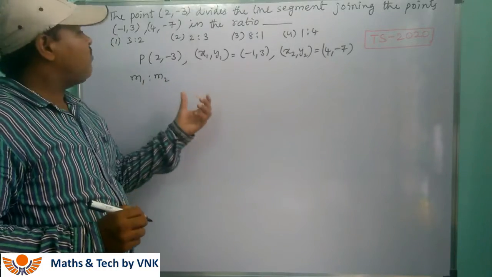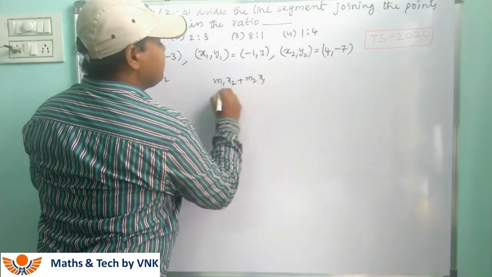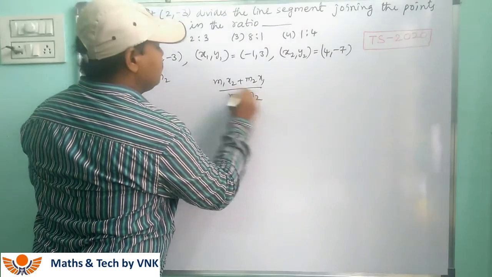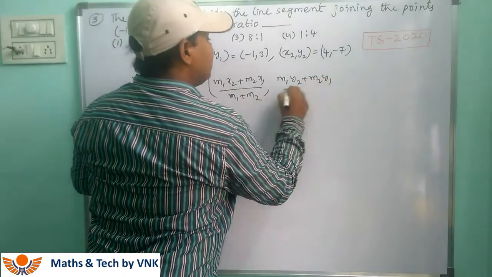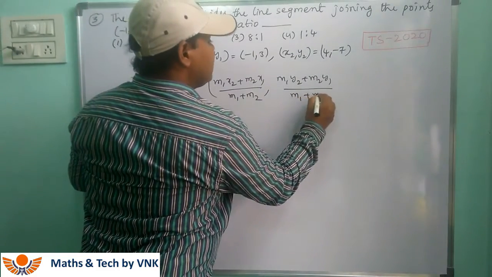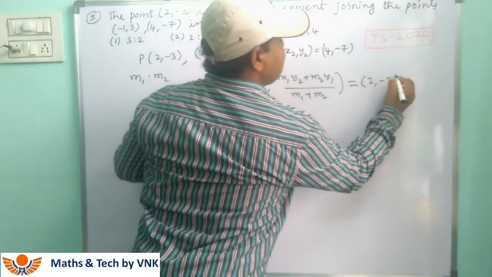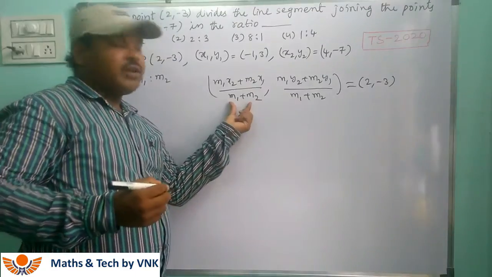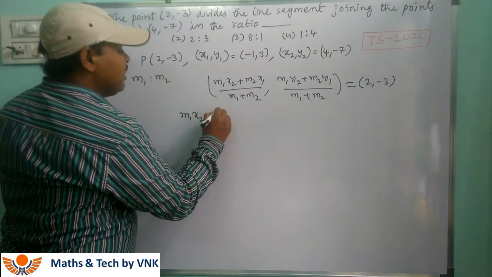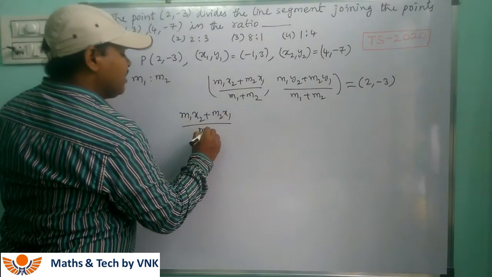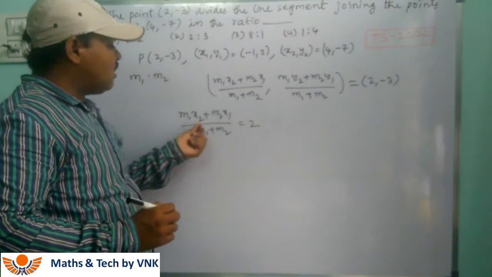Then by using section formula (m1 x2 plus m2 x1) by (m1 plus m2) comma (m1 y2 plus m2 y1) divided by (m1 plus m2) is equal to the point P, that is (2, -3). Now equating the x coordinate on both sides, (m1 x2 plus m2 x1) divided by (m1 plus m2) is equal to 2. Now substitute the value of x2 and x1.